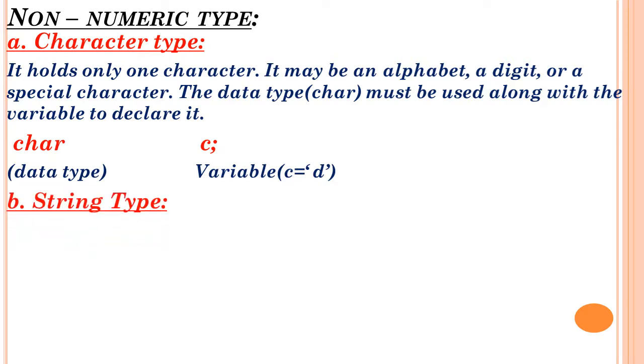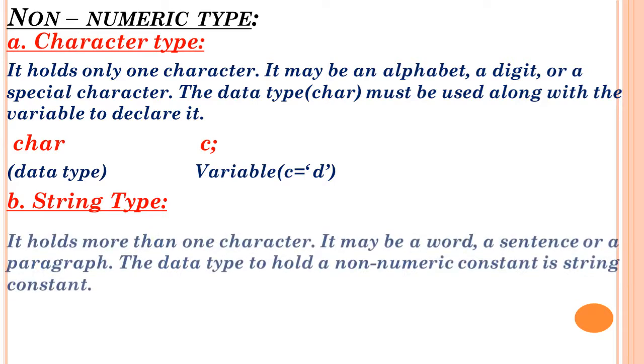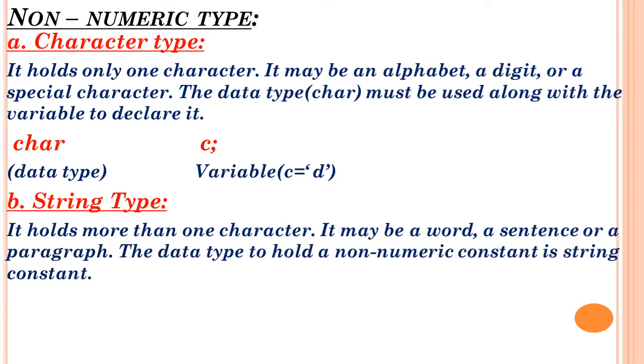The second type of non-numeric type is the string type. What is the meaning of string type? It holds more than one character. It may be a word, a sentence, or a paragraph that you can store using a string type. What kind of data type do you have to use along with this? The data type is known as String, for the constant. How to write it? Same as the character type.